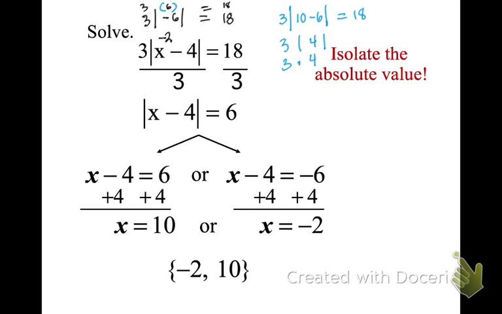Okay, so I see where I made my mistake. I really am not using the equation. It's 10 minus 4, so that simplifies to 6. The absolute value of 6 is 6, and 3 times 6 is 18. So both work. Check your answers.